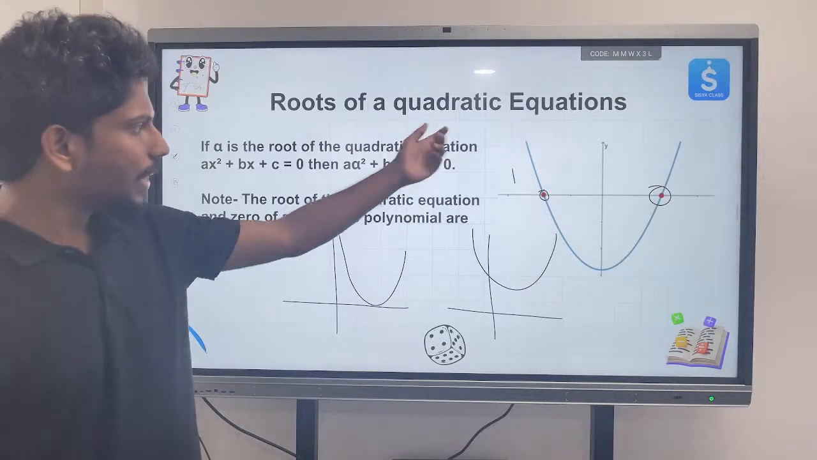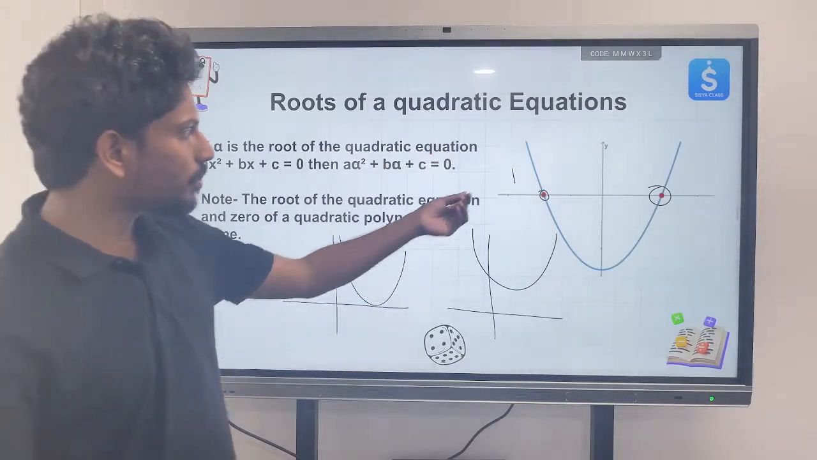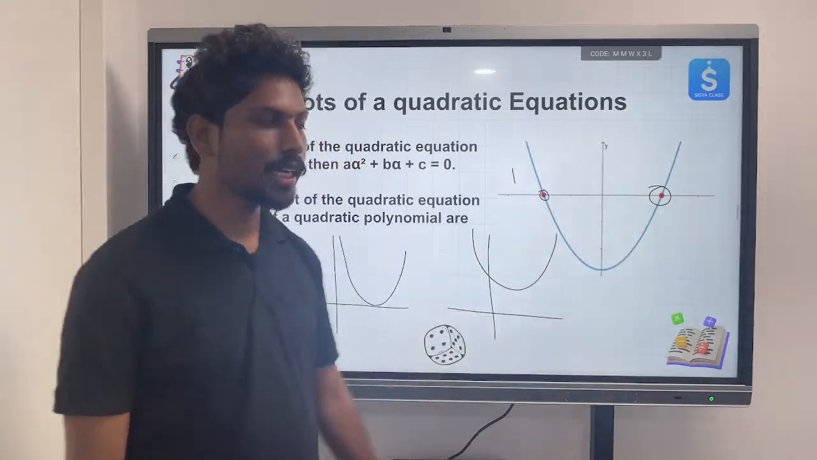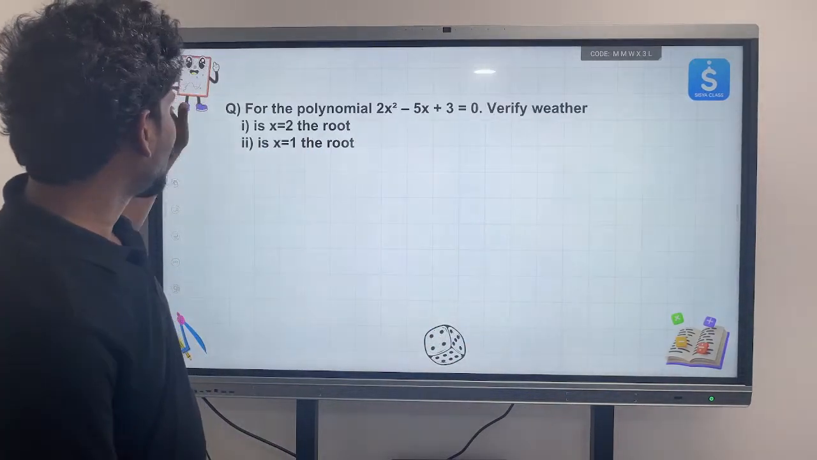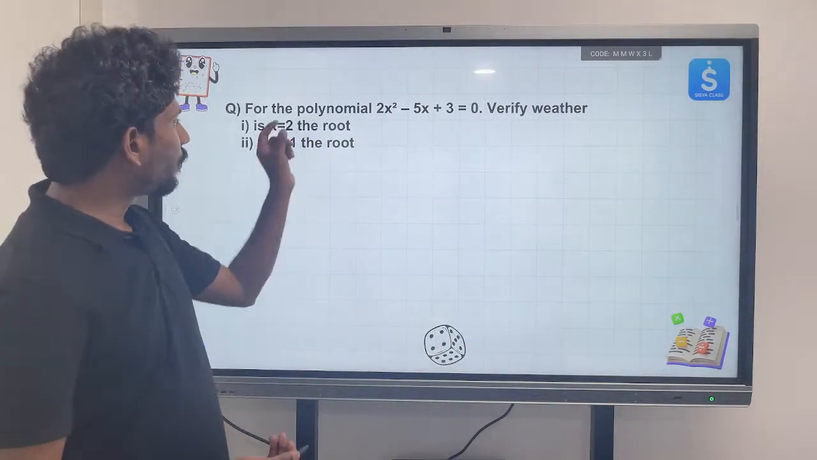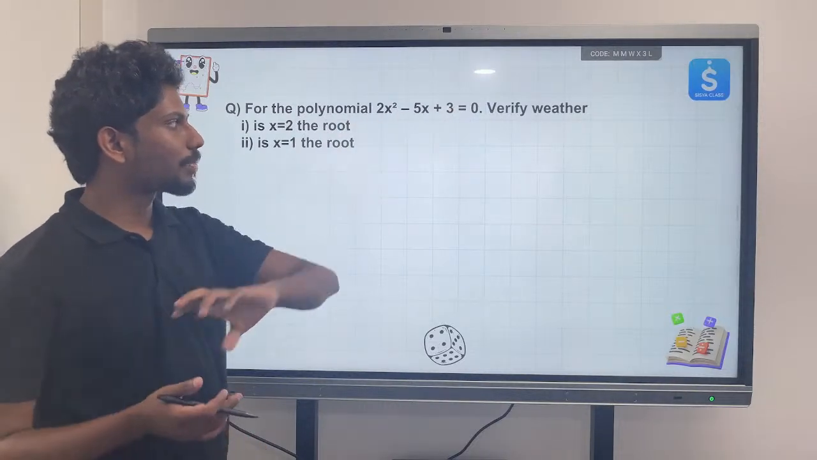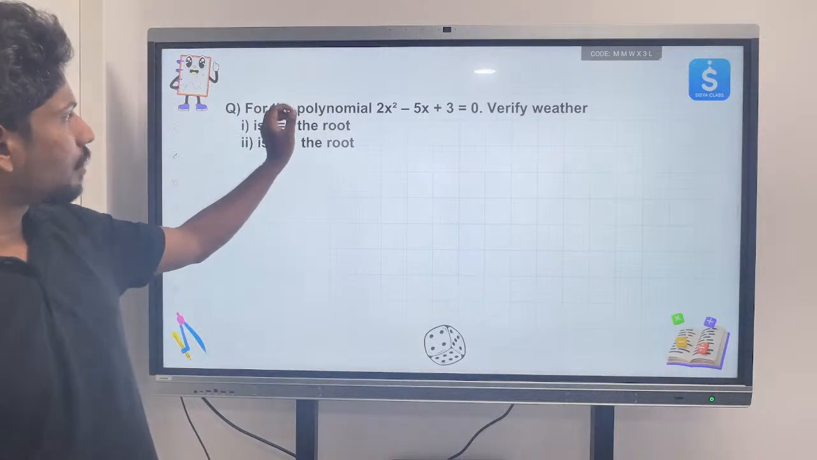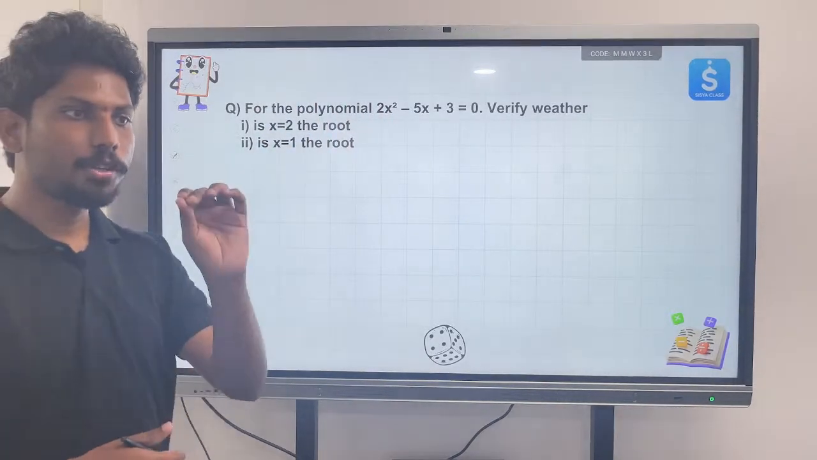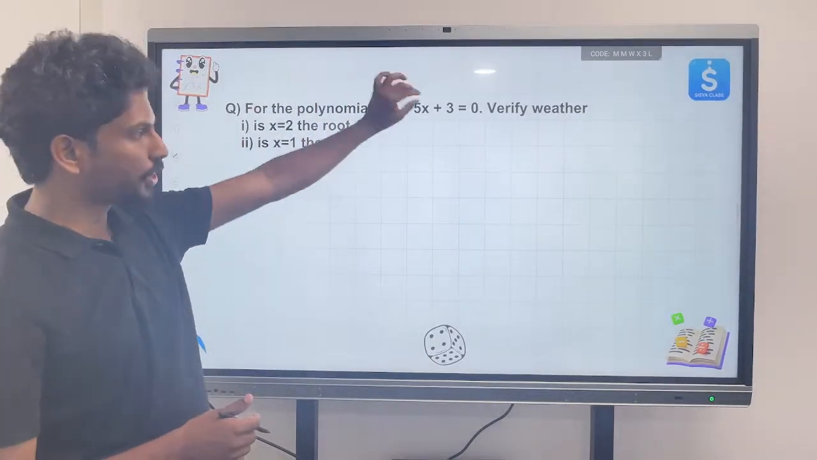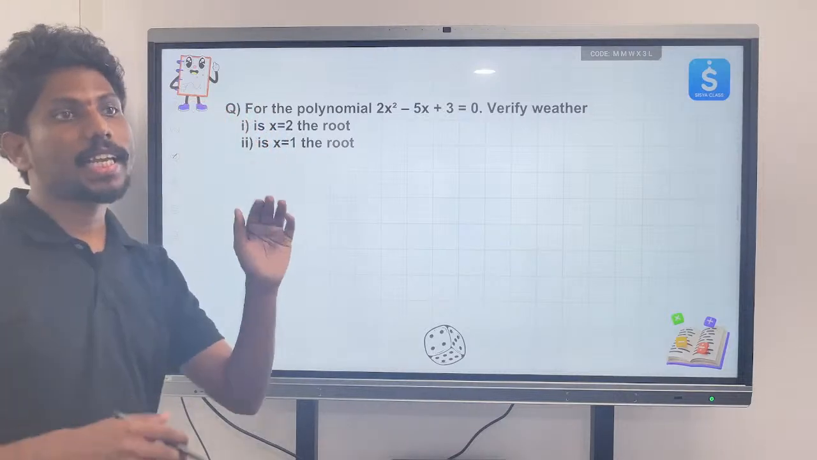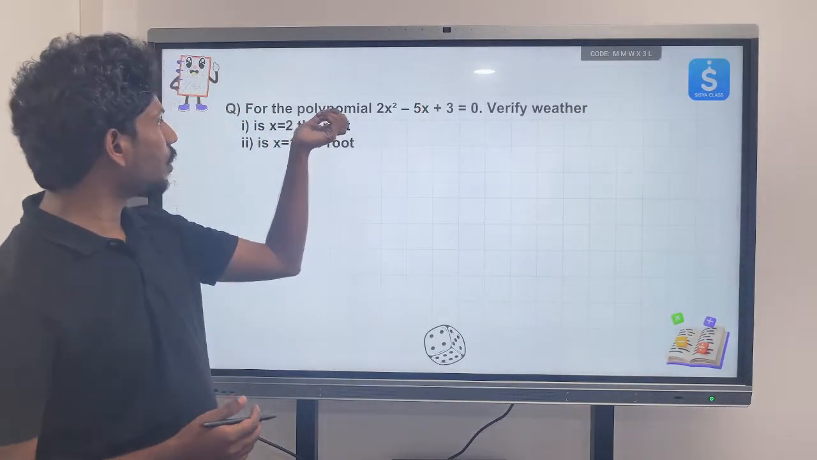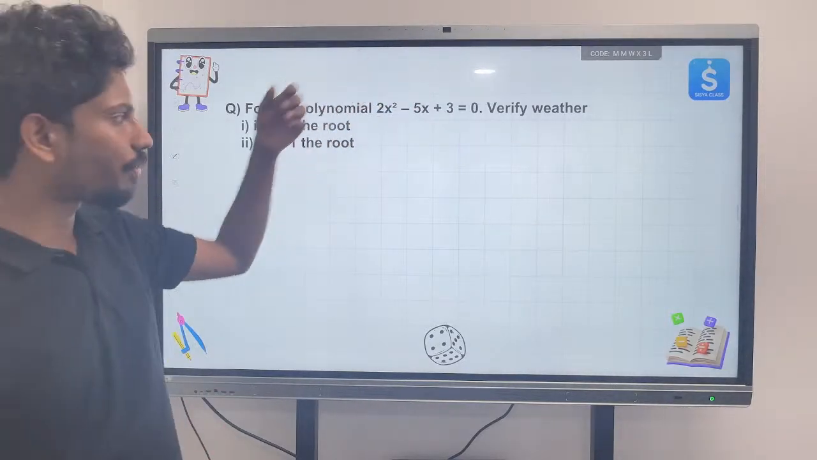So let's understand the roots. The root means it is exactly equal to the 0 of a polynomial, right? Now let's understand this. For a polynomial 2x square minus 5x plus 3 equals 0, verify whether 2 is a 0 of the polynomial, or is it called the root of a polynomial or not. Simply you need to do only one thing. You need to just substitute in the equation. If it is getting equated to 0, you can call it a 0 of a polynomial, or you can call it a root of an equation.